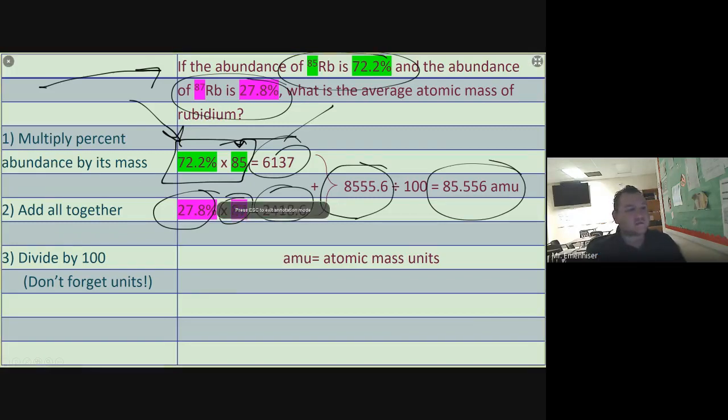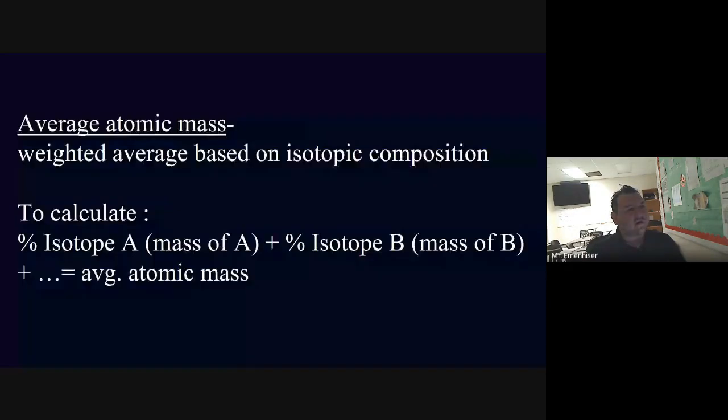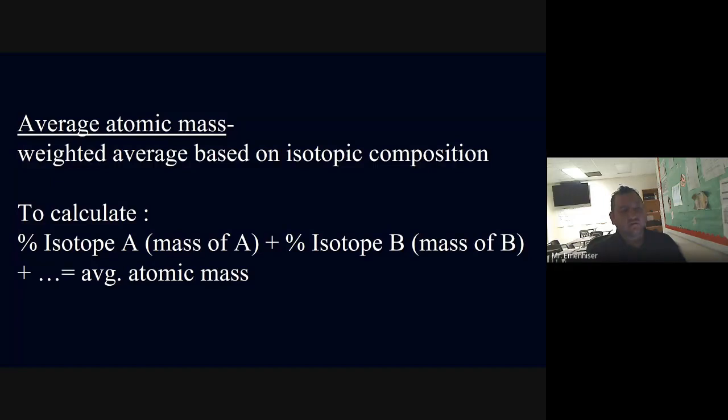So let's go back and look at some examples here. Average atomic mass is the weighted average based on isotopic composition. Here's our formula. Percent isotope A times the mass of A plus the percent of isotope B times the mass of B. And you continue to add until you run out of isotopes. In that last example, we did this twice because we had 2 isotopes. But if we had 3 isotopes, we would do it 3 times.